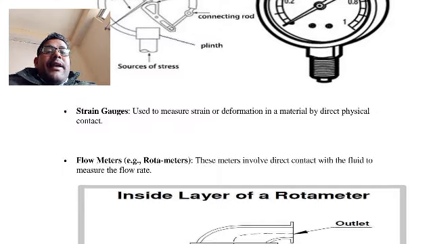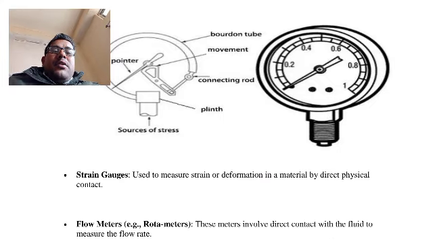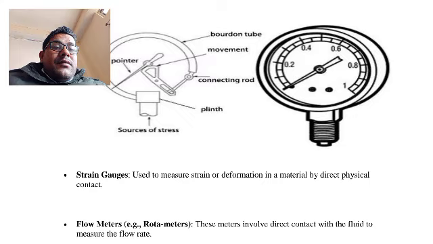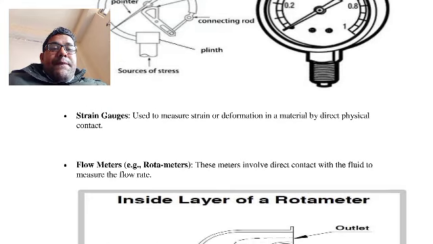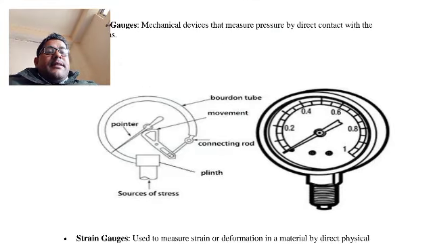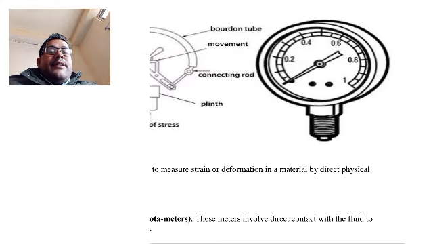And then another is the strain gauge. The strain gauge is also used to measure the strain or deformation in a material by direct physical contact. We discussed in the previous class that the strain gauge is used to measure strain deformation. Suppose this is the strain gauge, and strain is applied on it like this. So here is direct contact, strain is applied by pulling or pressing. That's why this comes under direct contact instruments.